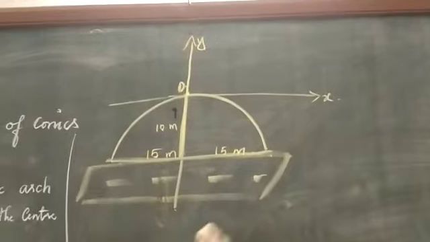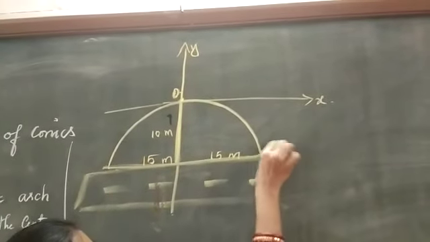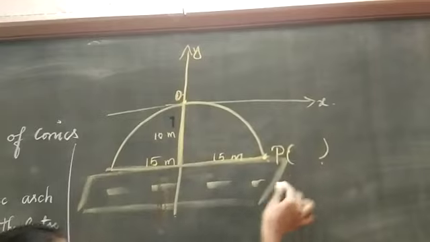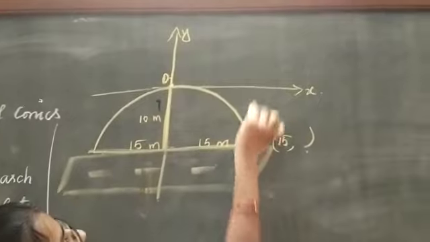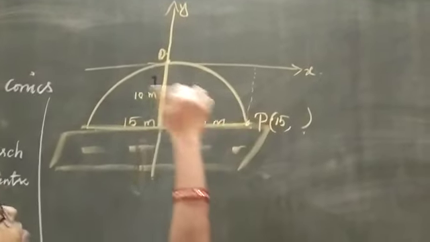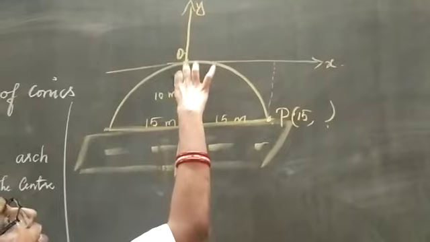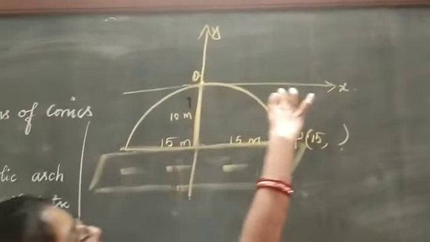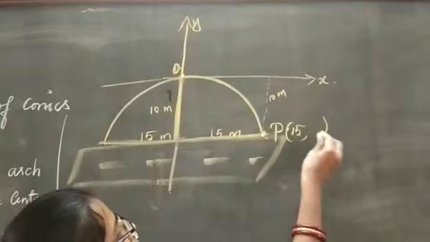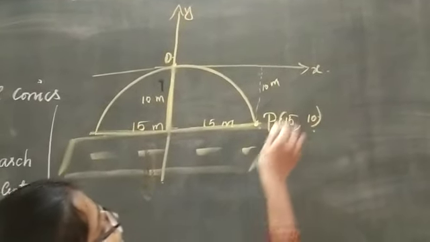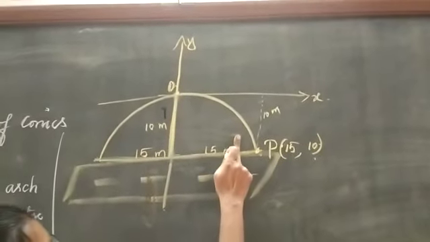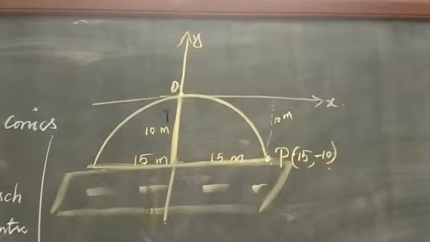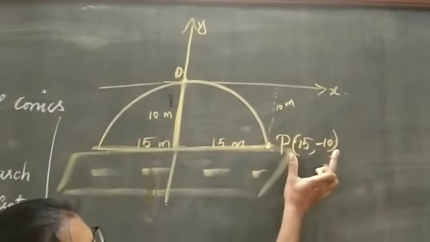Now let us plot the points. Assume this point as P. Now let us mark the coordinates. So this is the length 15 meter. Horizontal distance is 15 meter. And this is the perpendicular distance. Already it is given, the height 10 கொடுத்திருக்காங்க. So this is 10 meter. So this is 15, 10. But this lies in the fourth quadrant. First quadrant, second quadrant, third quadrant and fourth quadrant. So let us put minus. Therefore, what is the coordinate? 15, minus 10.